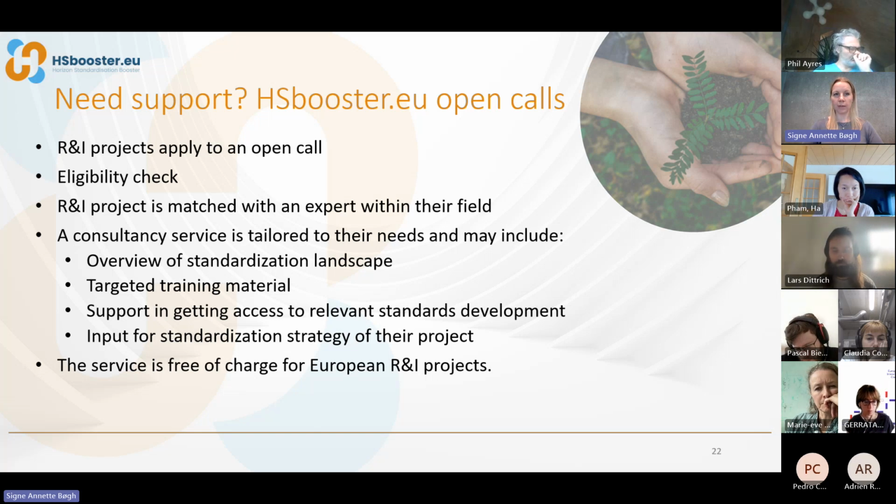But I would recommend, if you need further support than that, then we do have what's called HSbooster.eu open calls, where your projects can apply. What happens here is that R&I projects can apply to an open call. These are continuously open, so you don't have to aim for a specific time. You can search at any point during your project.